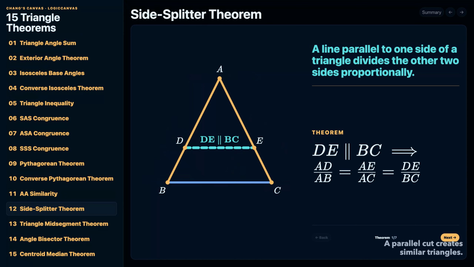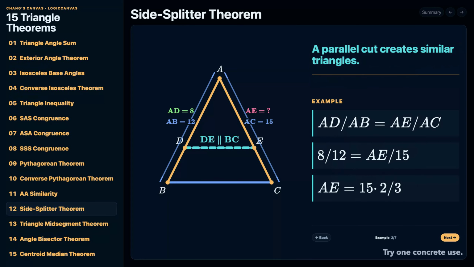Theorem 12 is the side-splitter theorem. If segment DE is parallel to side BC, then triangle ADE is similar to triangle ABC by angle-angle, or AA, and the corresponding side ratios are equal. Side AD over AB is 8 over 12, or 2/3. Therefore, side AE is 2/3 of side AC. 2/3 of 15 is 10.